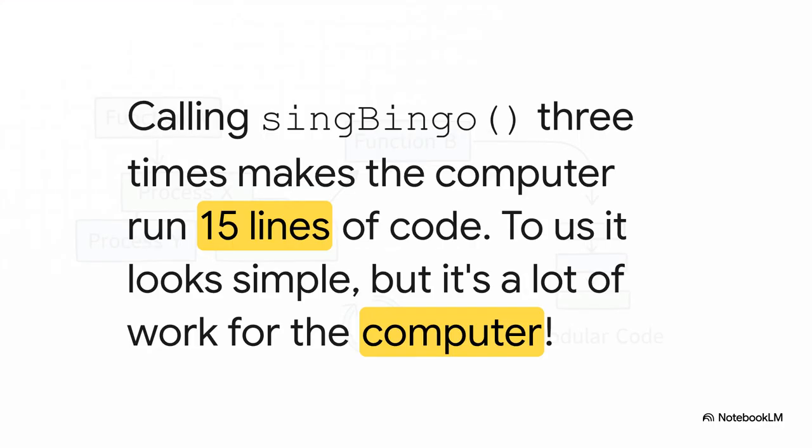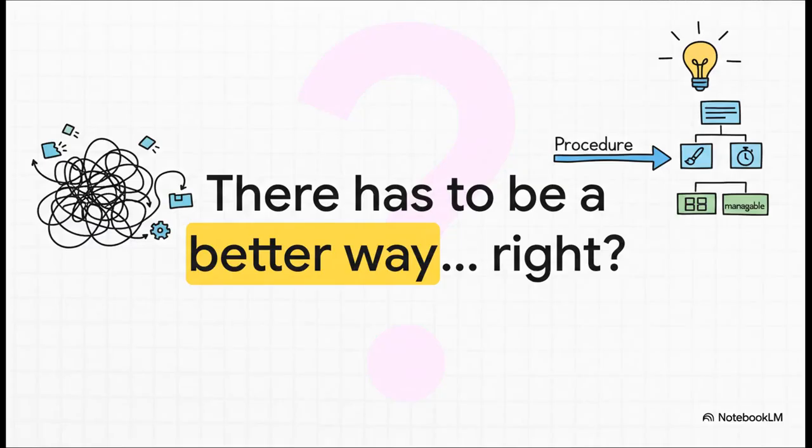So check this out. Let's say we want to sing the bingo song 3 times. The brute force way: just write out the 5 print line statements and then copy paste them twice. I mean, yeah, it works, but look at it. It's clunky. And even though to our eyes it looks like 3 simple commands, the computer is actually running those 5 lines, then running them again, then running them a 3rd time. That's 15 lines of code it's got to chew through. And you're probably sitting there thinking, there has to be a smarter, cleaner way to do this, right?